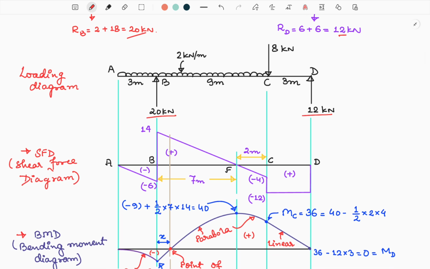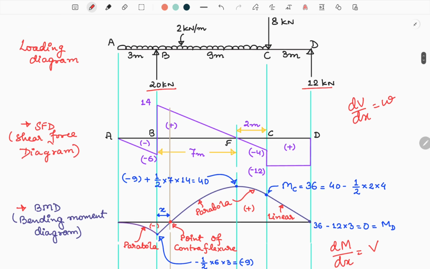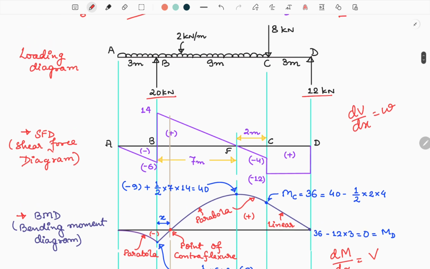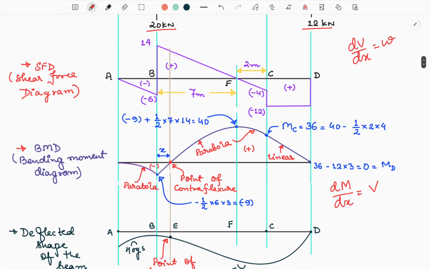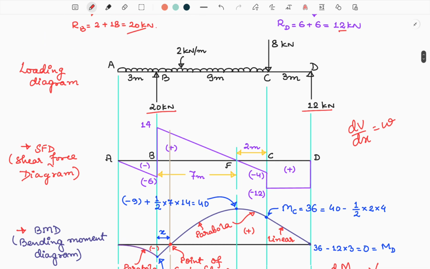Now to draw a shear force diagram, we should keep in mind that dV by dx is equal to W, and to draw the bending moment diagram, we should keep in mind that dM by dx is equal to V. That means loading is equal to rate of change of shear force, and shear force is equal to rate of change of bending moment. So basically the slope of bending moment diagram will be calculated using shear force, and the slope of shear force diagram will be calculated using the loading. So we will start from left and move to the right.